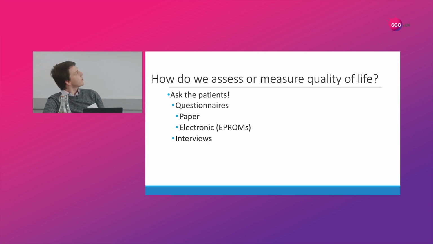Now, the question then is, how do we measure it? The most important thing is you need to actually ask people, because it's subjective. There are a few ways of doing this. Romilly mentioned large questionnaires, so questionnaires are definitely an option. There are a few ways of delivering these. A lot of trials still do this with paper, but increasingly we're also using electronic methods, which are known as EPROMs. I'll get onto that in a moment. You can also do it through things like interviews too.